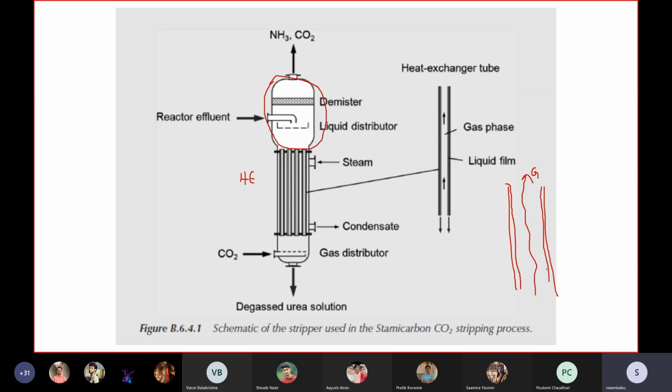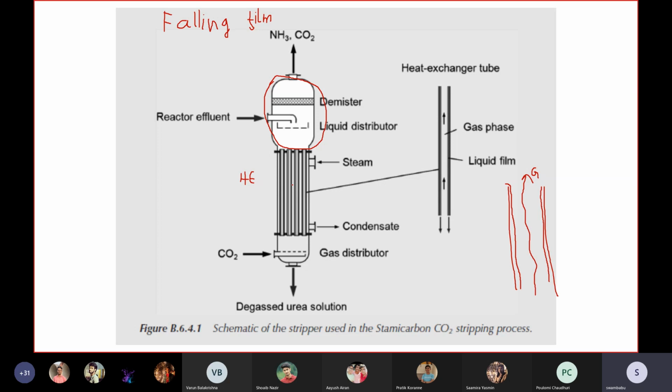So this is like a typical falling film evaporator. If you see any evaporator like this, it is called a falling film evaporator. This urea reactor looks like a falling film evaporator. In the evaporator we have a free space and we have a heat exchanger, but here it is used as a reactor. The free space is used as the reactor, and the heat exchanger part is used as the stripper.